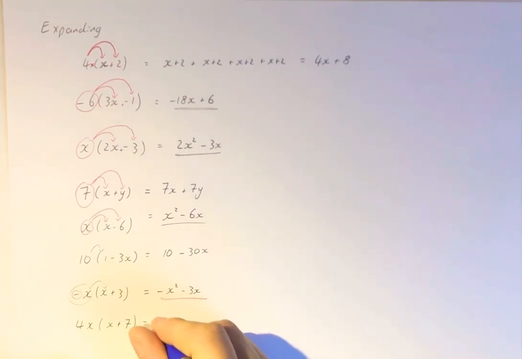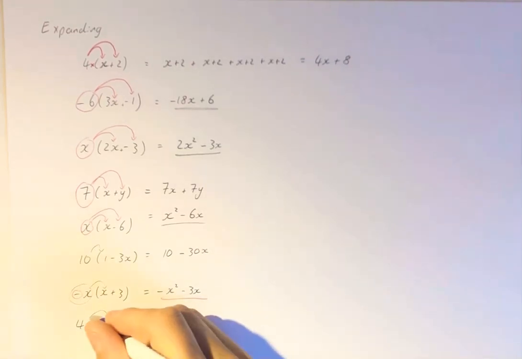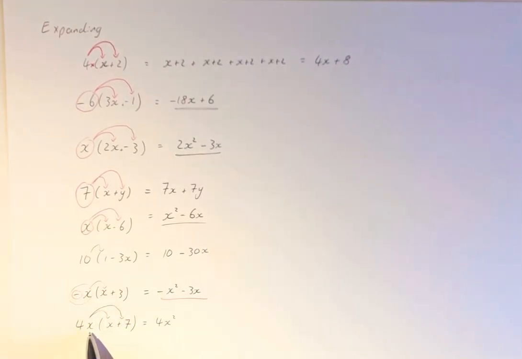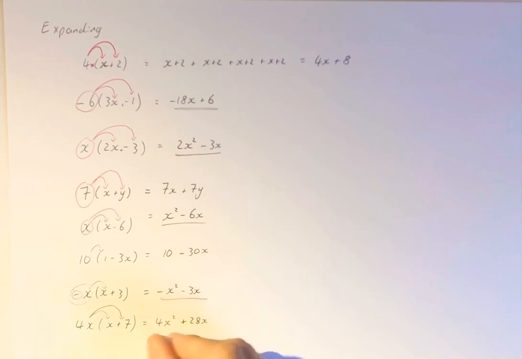Our last one is going to be 4x times x. Well, that's 4x squared. 4 times x, and 4 times x times 7. That's positive 28x. And there's your answer.